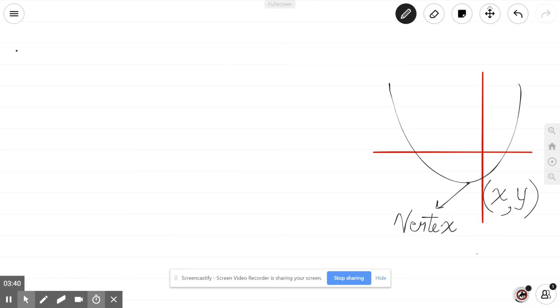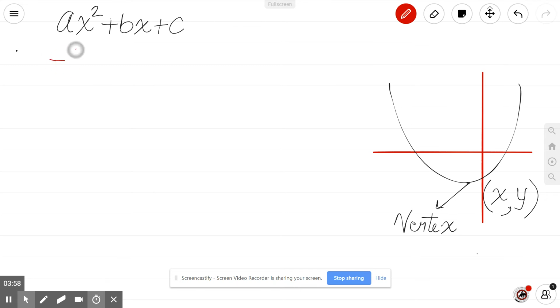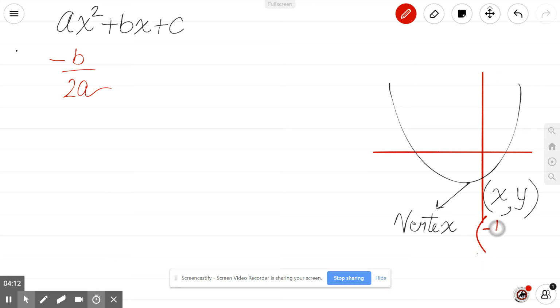So we will begin with the first formula in order to calculate the vertex. The x value of the vertex for any equation ax squared plus bx plus c is given as negative b over 2a. So that means in order to calculate the vertex, your value will be negative b divided by 2a. That will be your x value of the vertex.